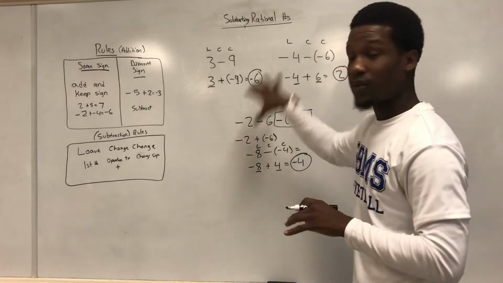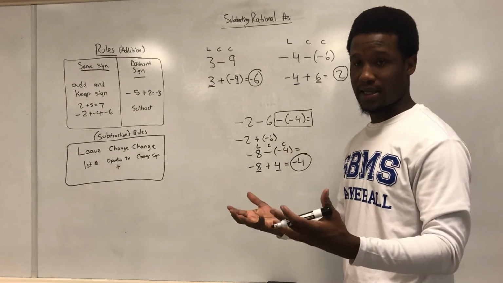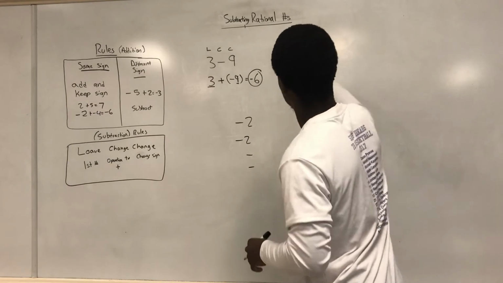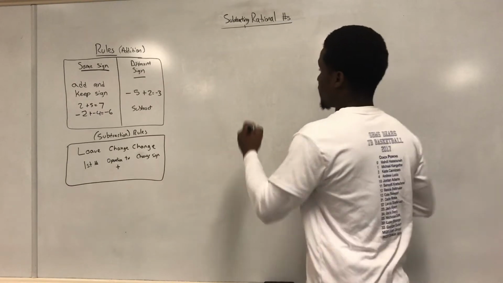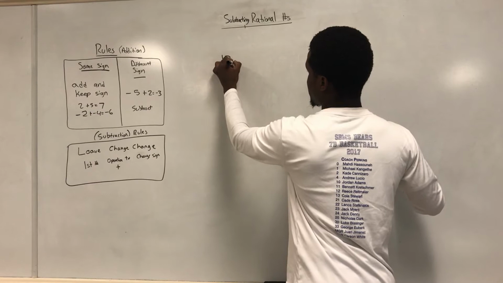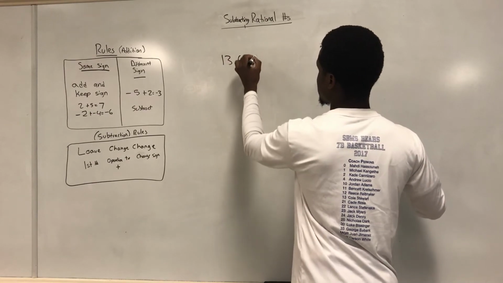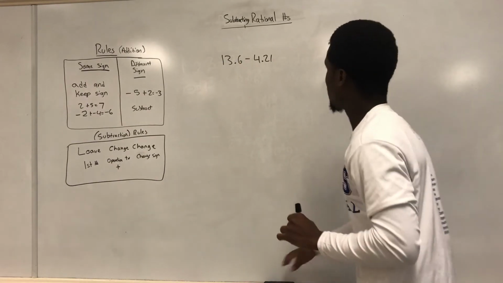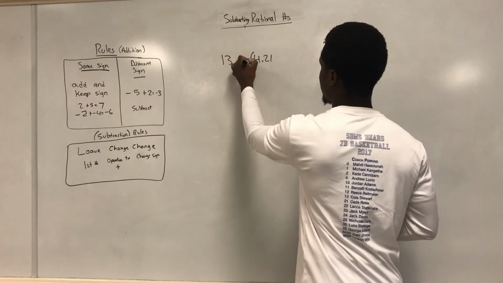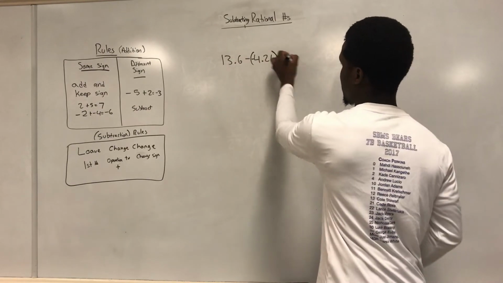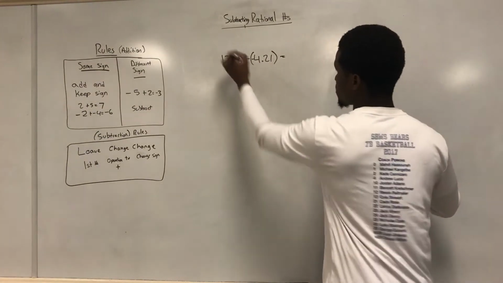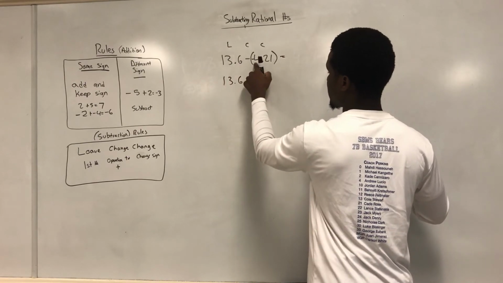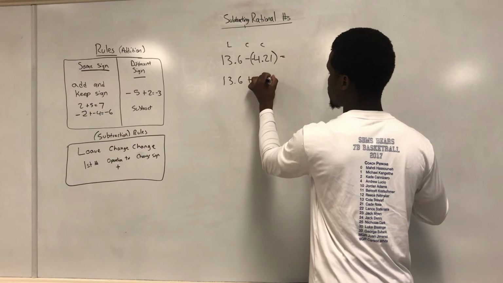Okay? Now that we have all of the rules done, let's take a look at a decimal and let's take a look at a fraction. For the decimal, we have 13.6 minus, let's say, negative 4.21. Okay? So, once again, leave, change, change, LCC. We have 13.6 plus, negative turns into positive, 4.21.